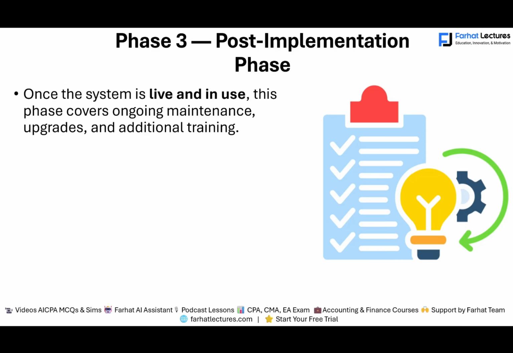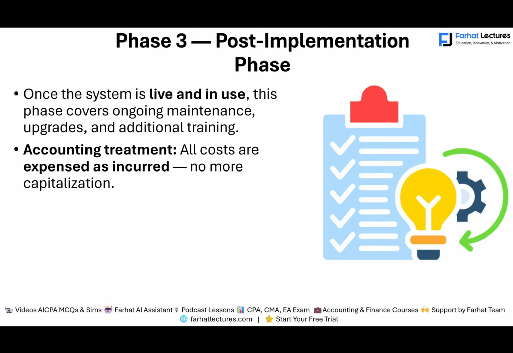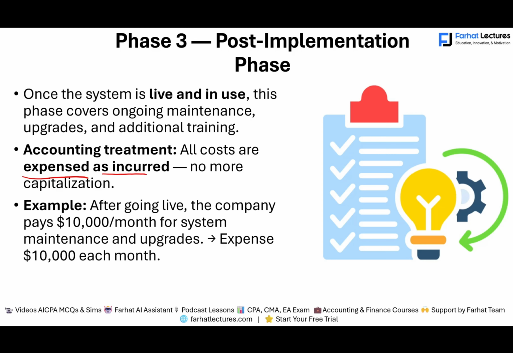And you guessed right. You would expense the expenditure. All costs are expensed as incurred, no more capitalization. You're running the business. It's part of your operating expense. You have to maintain the system. You have to update the system. You have to train your employees. After going live, the company pays $10,000 per month for system maintenance and upgrade. You expense it.